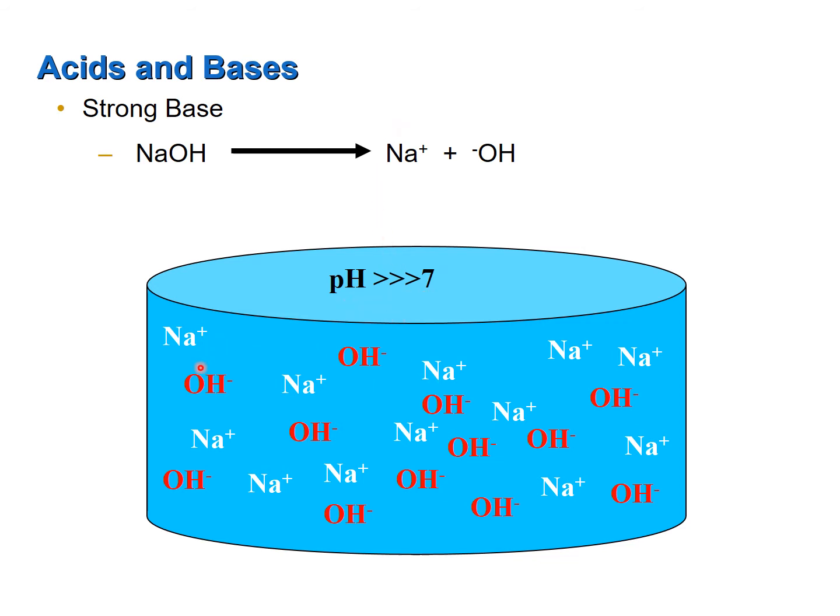So if we look at a solution of sodium hydroxide, we don't really find any intact sodium hydroxide molecules. It's all sodium ions and hydroxide ions. And those hydroxide ions, like the hydrogen ions, are unstable and they will break other bonds and they'll cause damage to tissues and other molecules.